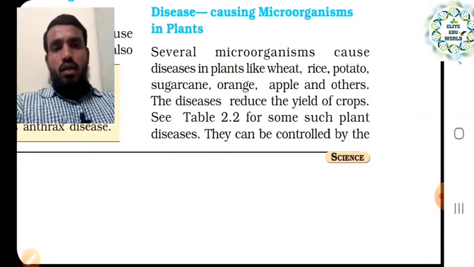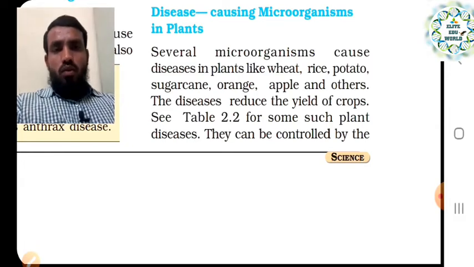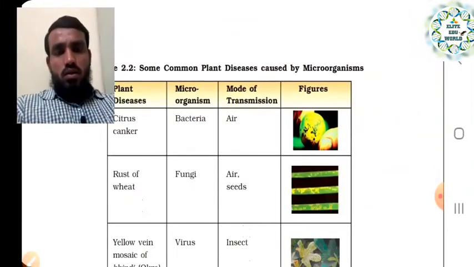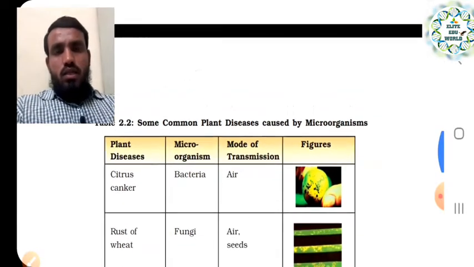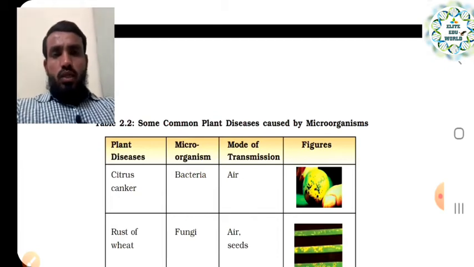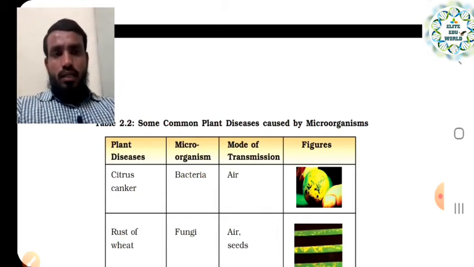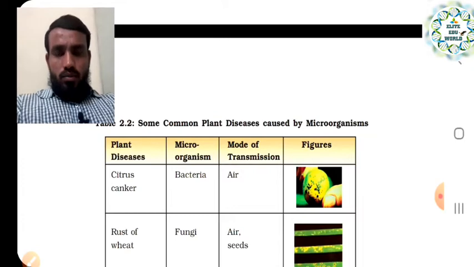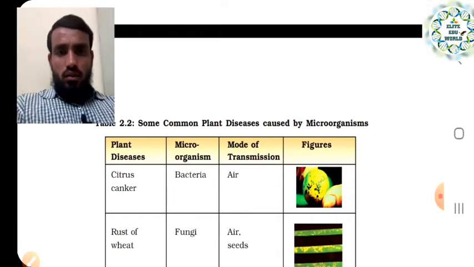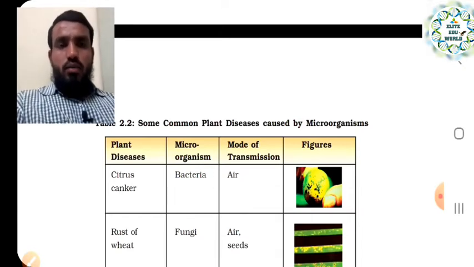Some more such plant diseases are there, which we will discuss in Table 2.2 on the next page. These diseases can be controlled, and we can control them by using some chemicals, which we call insecticides. Table 2.2 mentions the common plant diseases caused by microorganisms. In this table we will discuss some diseases which can affect some plants, and how we can control them.